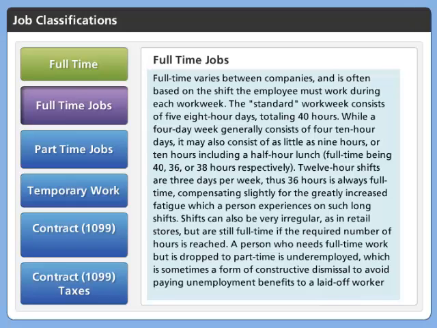12-hour shifts are 3 days per week, thus 36 hours is always full-time, compensating slightly for the greatly increased fatigue which a person experiences on such long shifts. Shifts can also be very irregular, as in retail stores, but are still full-time if the required number of hours is reached. A person who needs full-time work but is dropped to part-time is underemployed, which is sometimes a form of constructive dismissal to avoid paying unemployment benefits to a laid-off worker.